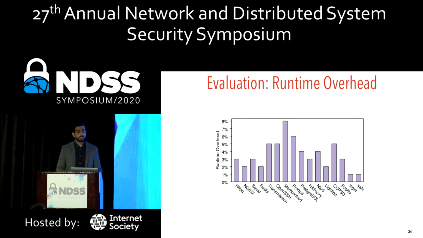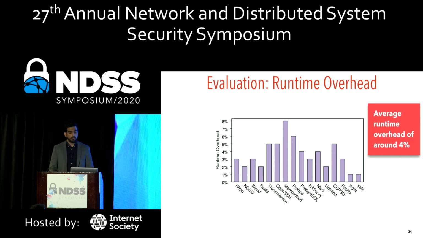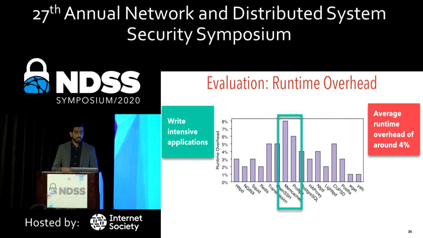Finally, we also measured the runtime overhead, because we were intercepting every write syscall on this system. We found that our average runtime overhead was around 4%. Some of the applications, such as Memcache or ProFTPD, had a higher runtime overhead because these were write-intensive applications. Since we are intercepting every write syscall, we were supposed to get this kind of runtime overhead for these applications.